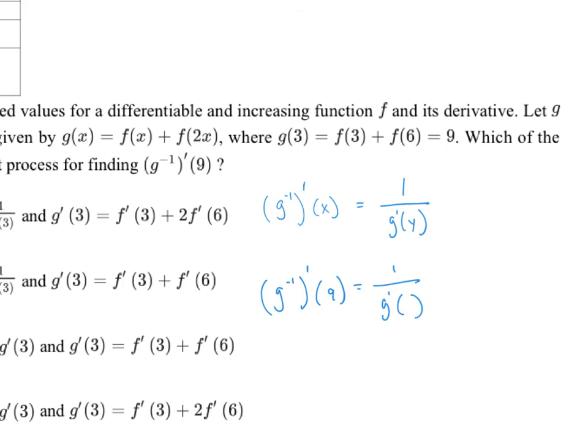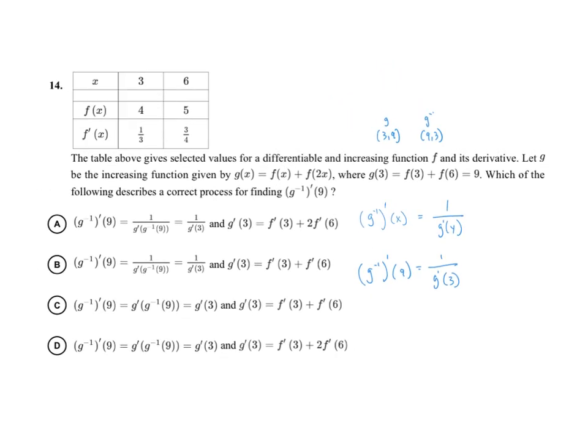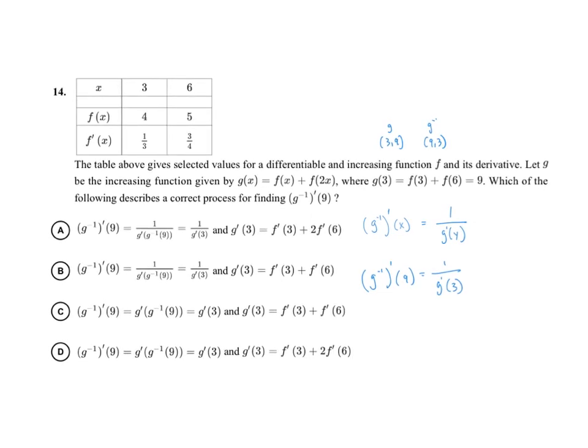Okay, and so there's a point, you can see there's a point 3 comma 9 on g. That means on g inverse there's a point 9 comma 3. So we can see that the x value on the inverse was 9, so that means the y value we're going to use here is 3. I think that'll be the first thing to do. So that's either answer choice A or B.